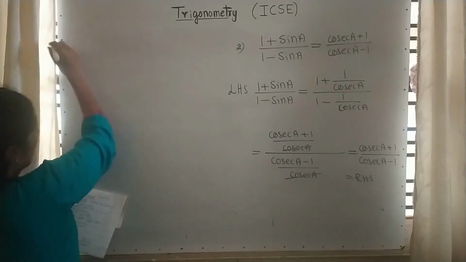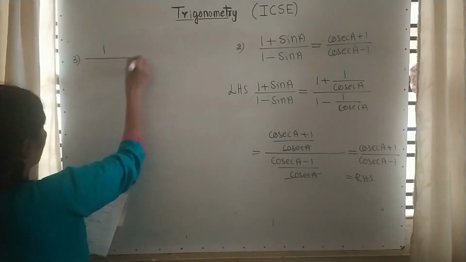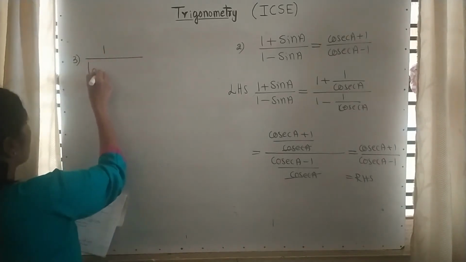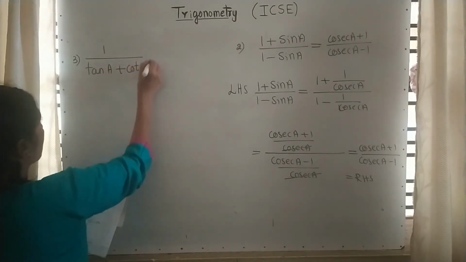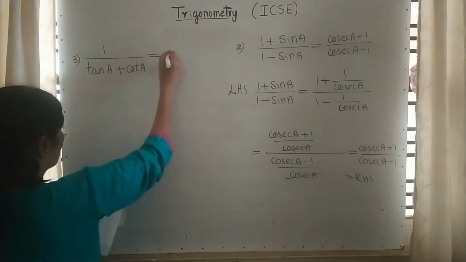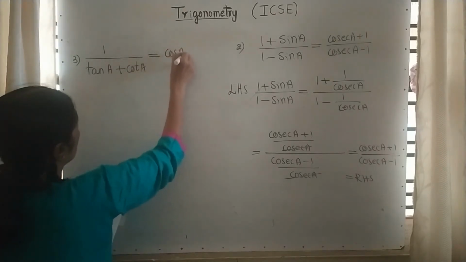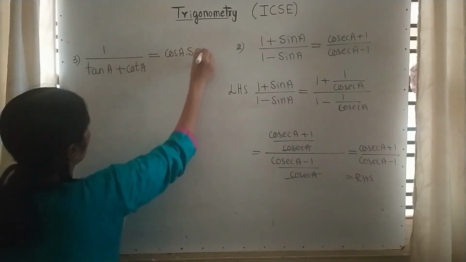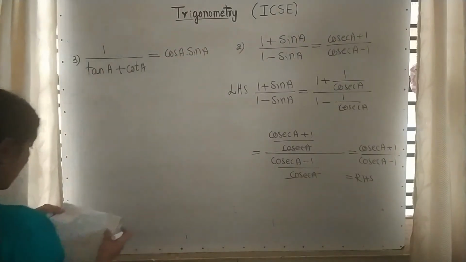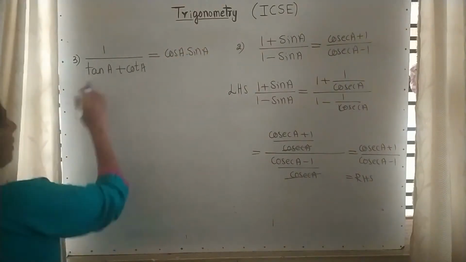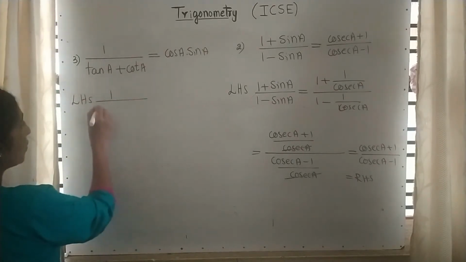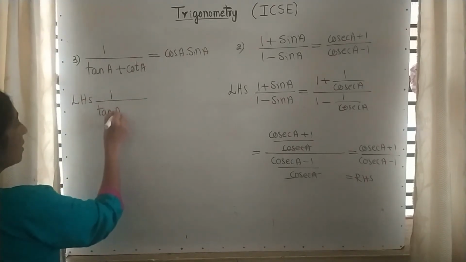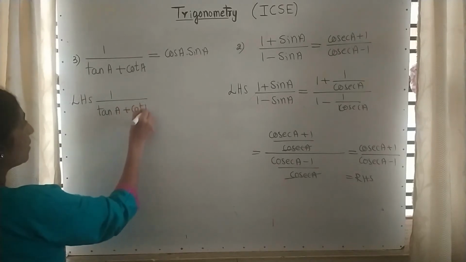Question number 3. Prove that 1 upon tan A plus cot A is equal to cos A into sin A. So already I told you, write down the LHS. After writing the LHS, in the maximum number of sums we are converting in terms of sin and cos.